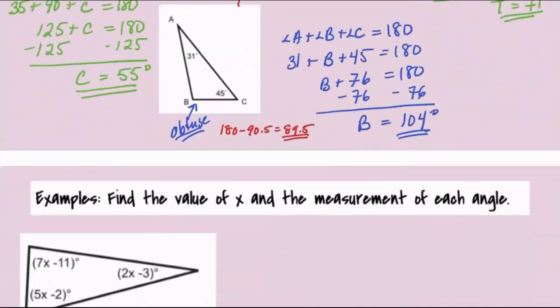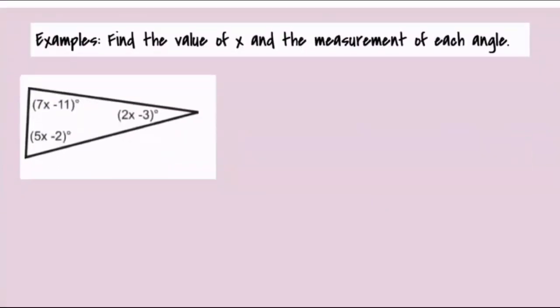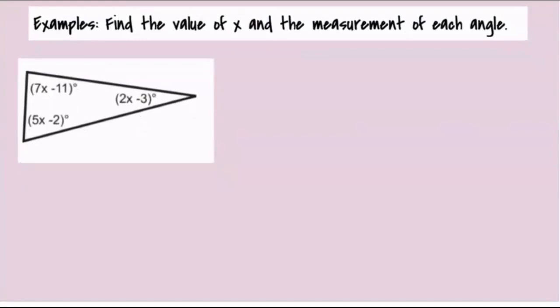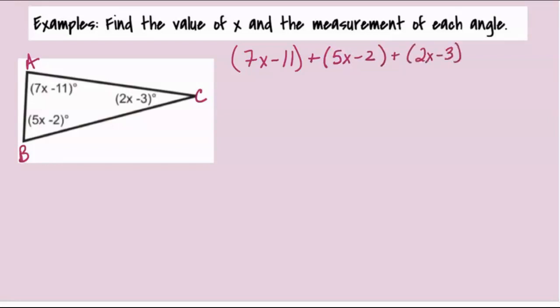All right, let's do another example, and a little bit more complicated. Here we want to find each angle measurement and the value of x. So let's put this together. We'll call the angles A, B, and C. So angle A is 7x minus 11, plus angle B, and I can put parentheses around here, but I won't need them because we're all just adding, 5x minus 2, plus angle C, which is 2x minus 3. All of that is going to equal 180 degrees.